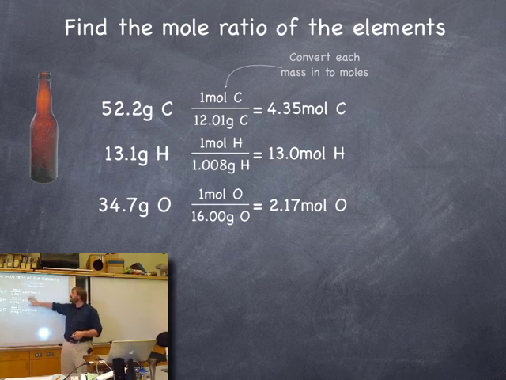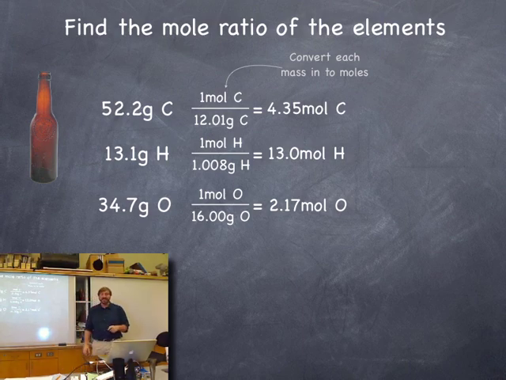Now, this gives us the number of particles, right? Moles are number of particles. It's like saying I have 4 dozen carbons. I have 4.35 moles of carbon. I have 13.0 moles of hydrogen. I have 2.17 moles of oxygen atoms. Oxygen atoms, exactly right.